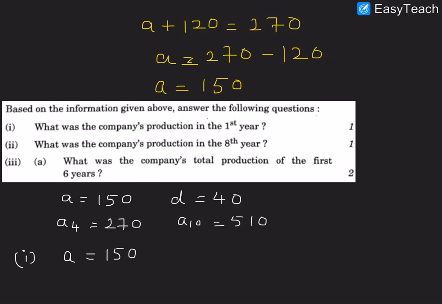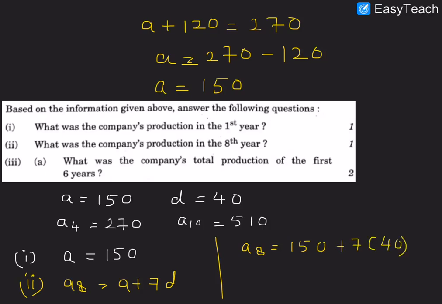So to calculate the 8th year, you have to calculate A8. And what is A8? A8 is A plus 7D. You know the value of A. A is 150 plus 7 and D is 40. So 150 plus 280 will give you the production in the 8th year, which comes out to be 430. So this is the production in the 8th year.